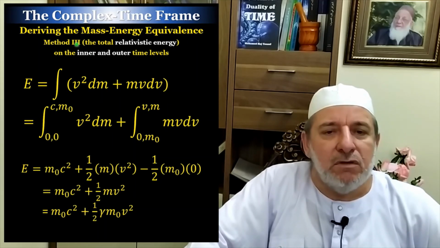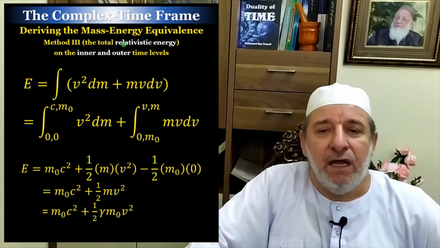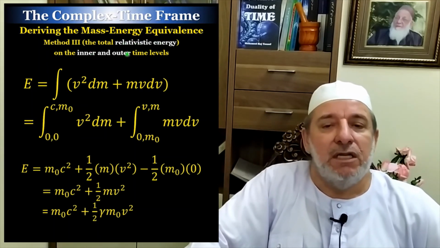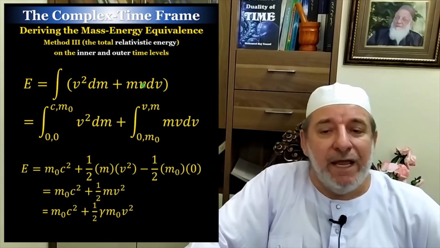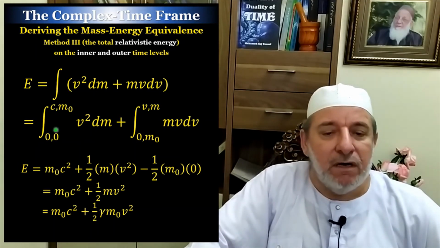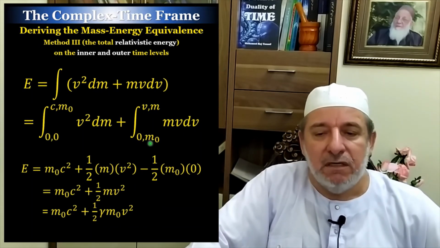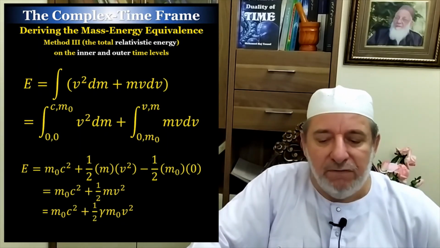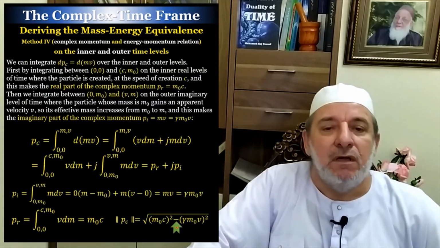You can actually also, this is another method, you can find automatically the relativistic energy in the inner and outer time together by integrating this same equation at the same time, but however, you have to consider the inner time first and the outer time second, and therefore you will get this equation. Maybe you can review it and study it later. It's actually very simple and straightforward.